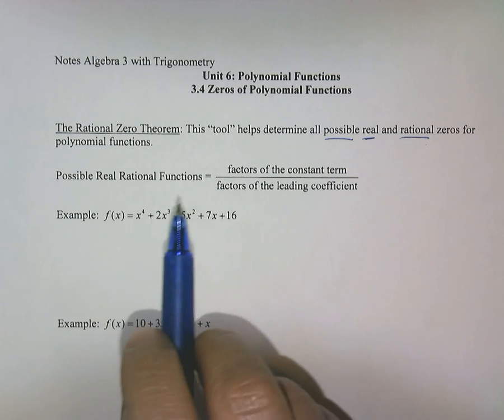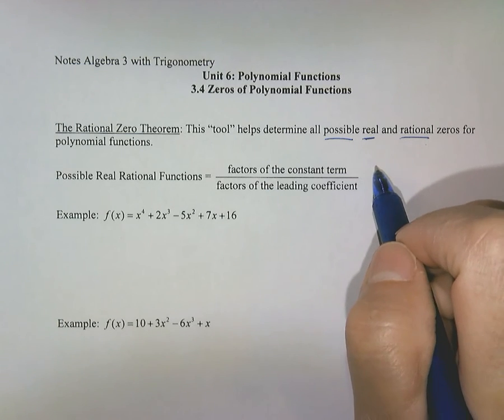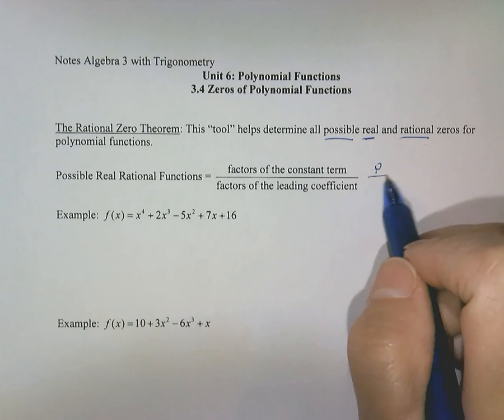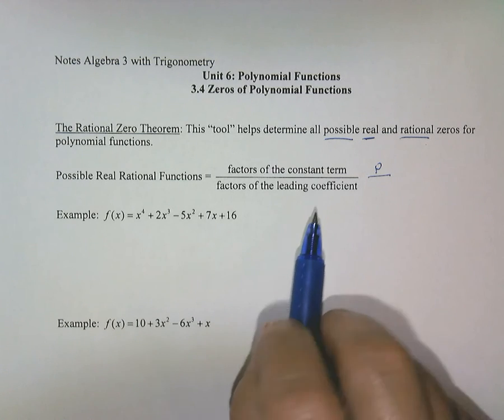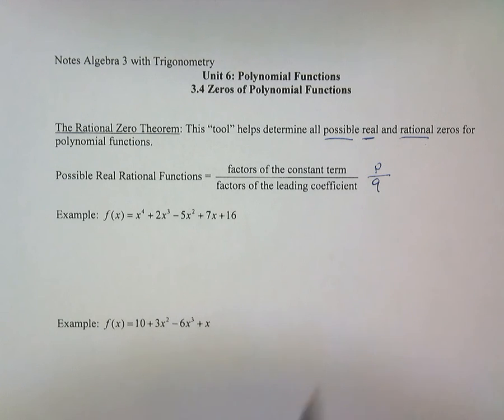We're going to look at a polynomial, and we're going to look at the factors of the constant term. Some books refer to that as P, and the factors of the leading coefficient. Some books refer to that as Q. So a lot of my students remember this as P over Q. They don't remember anything else.